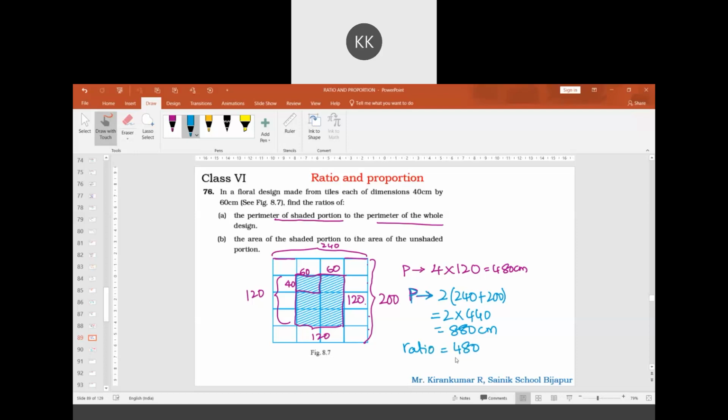Now the ratio is 480 divided by 880. 0 cancel, 0 cancel. 48 by 88, 8 sixes are 48, 8 elevens are 88. 6 is to 11. So we got the answer as 6 is to 11. How do we find the area of the shaded portion here?